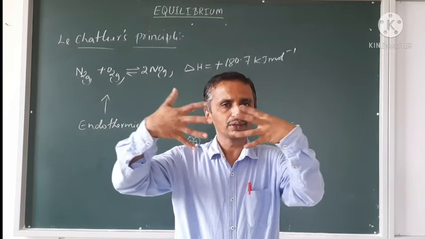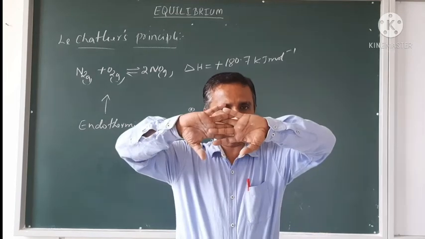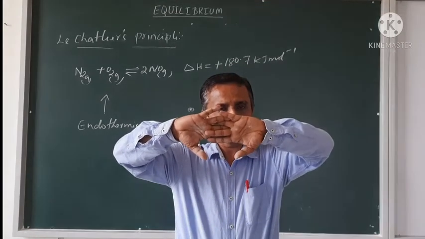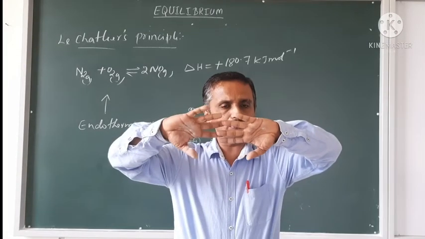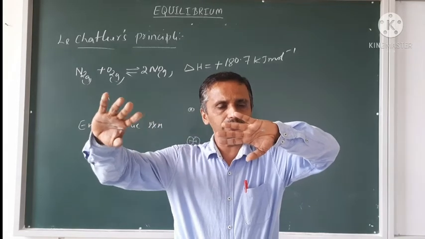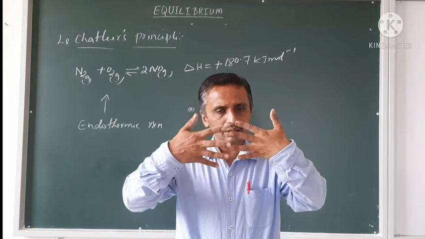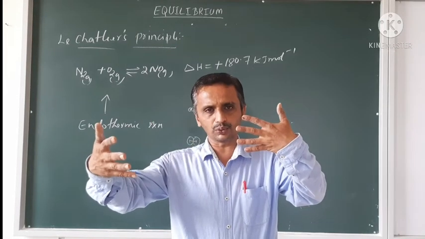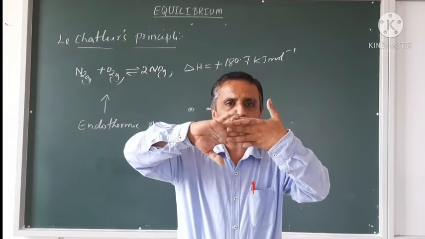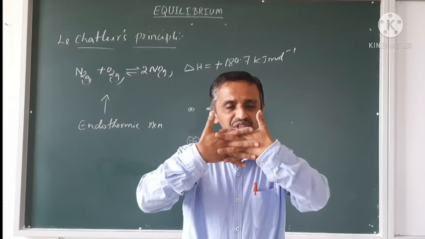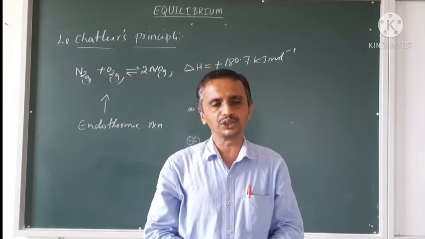Just to repeat: nitrogen, oxygen. This oxygen bond should break and the oxygen atom should separate. The nitrogen bond should break and the nitrogen atom should separate. Then only nitric oxide formation takes place. But as this bonding is stronger, the breaking is difficult.